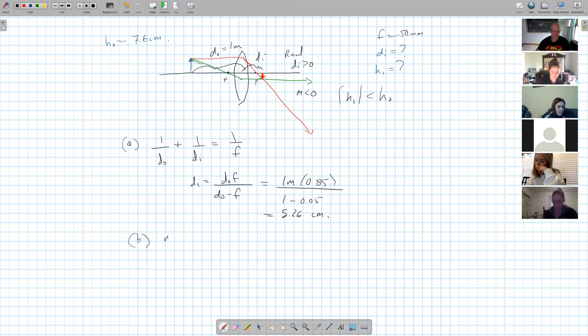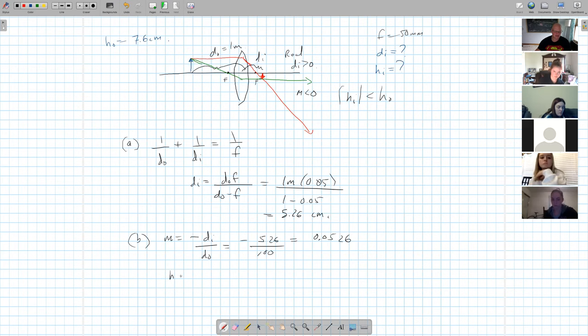Part B, magnification, we know, is equal to negative of the image distance divided by the object distance. So this is going to be negative 5.26 divided by 100, because we have 100 centimeters in 1 meter. So it's going to be negative 0.0526. I did that right, right? Yeah. Okay.